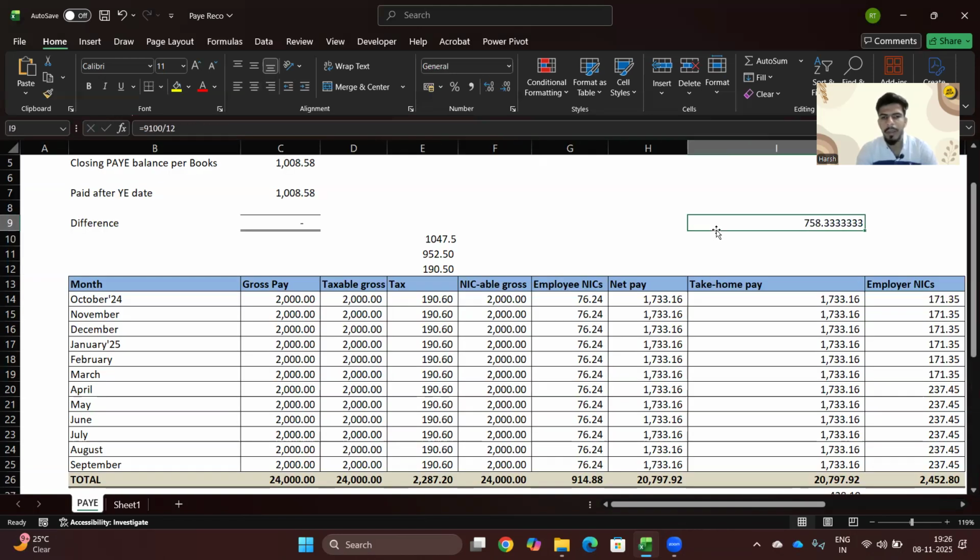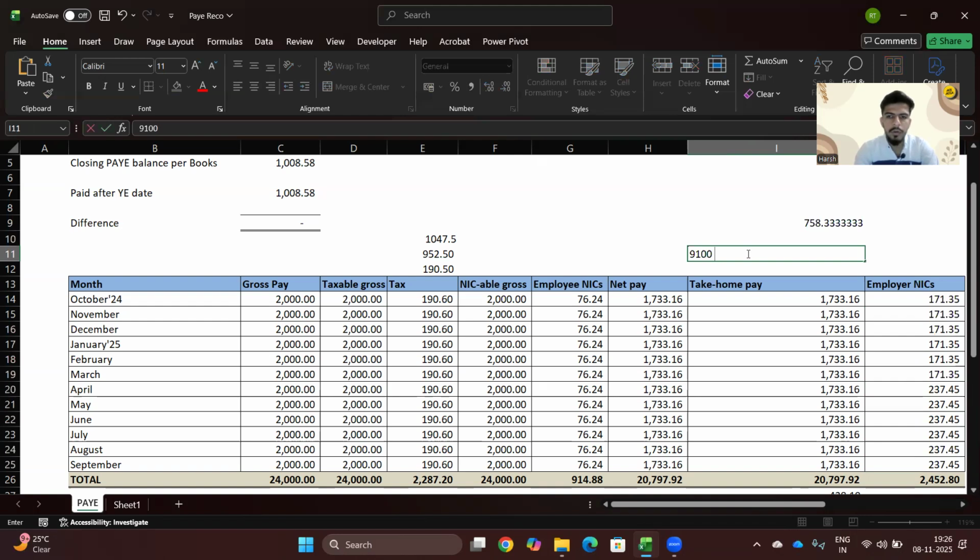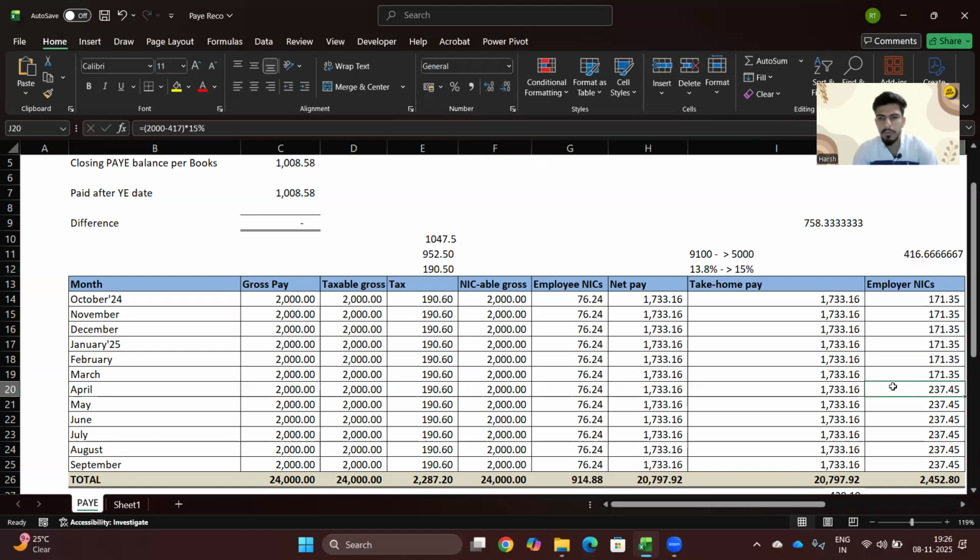But now there are some changes from April. From April, employer NIC is changing. Why is it changing? Because the secondary threshold has reduced from 9,100 to 5,000, and the rate has increased from 13.8 percent to 15 percent, right? The monthly limit of this 5,000 would be 416. I've taken this as 417, rounding it up. So 2000 minus 417, and we take 15 percent of it. This is how I have got the calculation.